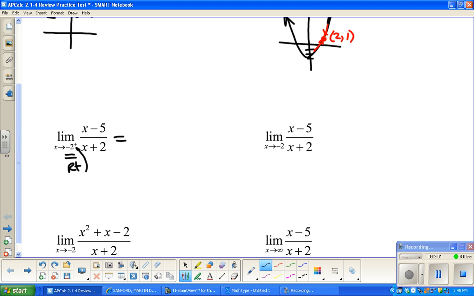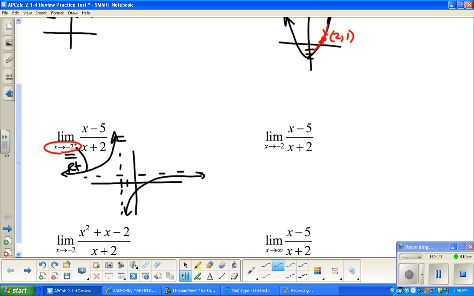Generally, what I would try next is a graph. And the graph for this is going to look something like this. Okay, and so as x approaches negative 2 from the right, it is approaching negative infinity. It's going down, down, down, farther down.